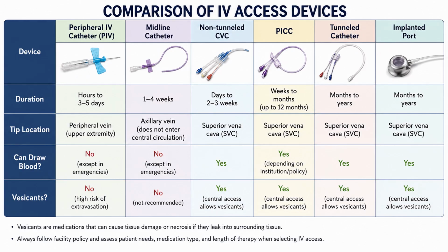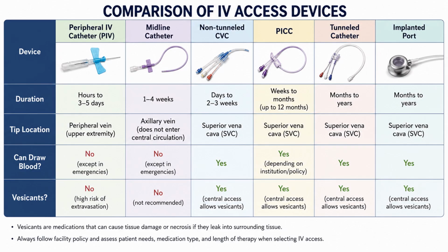So this table summarizes the key differences between the vascular access devices that we've just discussed. And as you can see, the biggest factors to consider here are how long the therapy is going to last, where the catheter tip ends, and what will be infused through it. So starting with the left, a peripheral IV is used for short-term therapy, typically a few days. I've seen it for a week. It really ends in the peripheral vein.